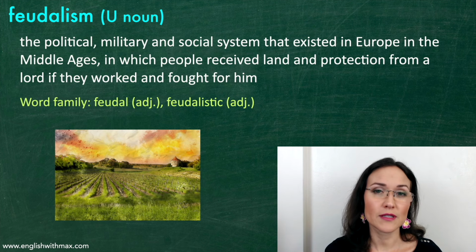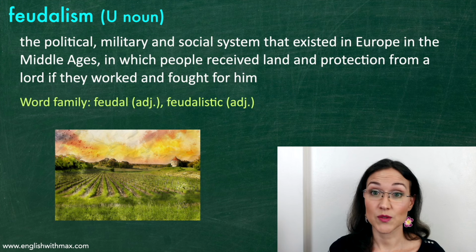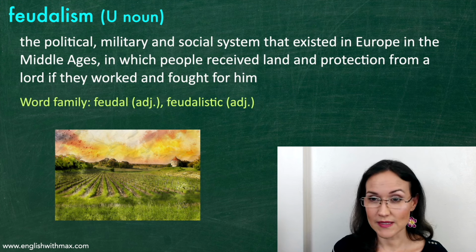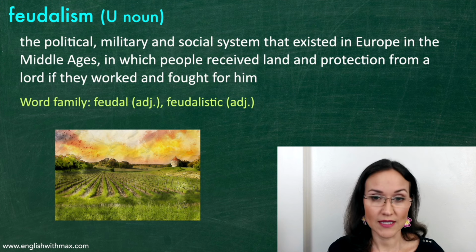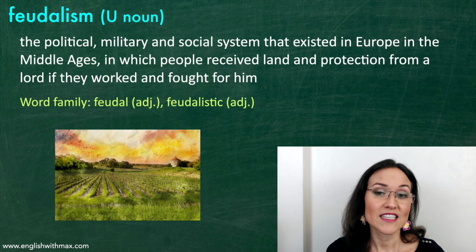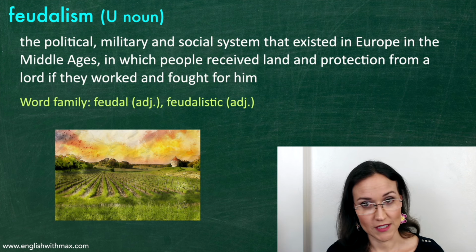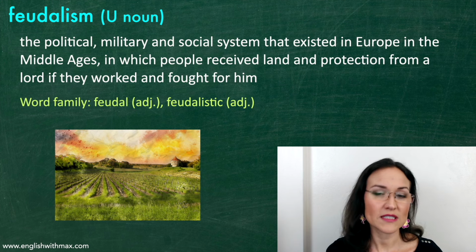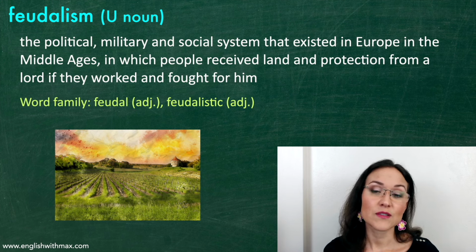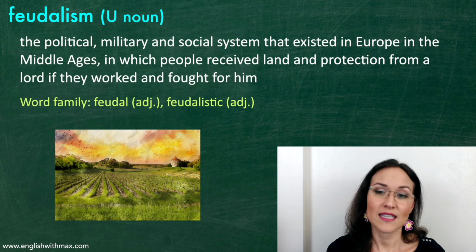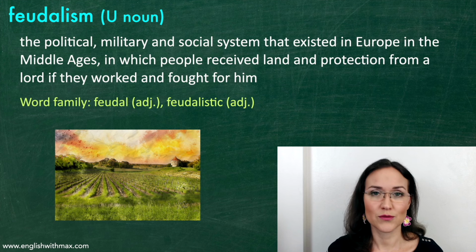Now we have feudalism. Feudalism. It's an uncountable noun. It means the political, military, and social system that existed in Europe in the Middle Ages, in which people received land and protection from a lord if they worked and fought for him. There are two adjectives. The more common one is feudal, and we also have feudalistic. Both of these mean connected with or similar to feudalism.